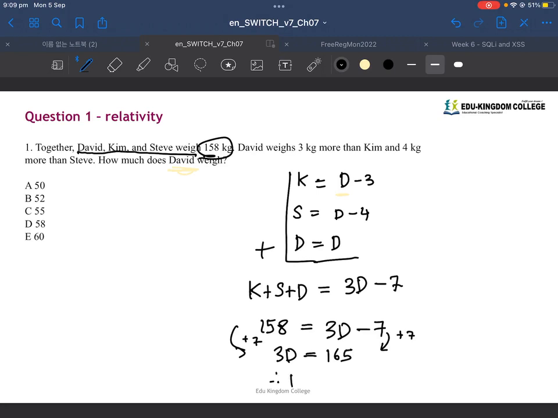Then it's going to be 165, and therefore D is going to be 165 divided by 3, because remember I'm trying to get rid of the 3, which I get 55. Not years old, whoops, kilograms. And that corresponds to option C. That's how we solve our relative questions.